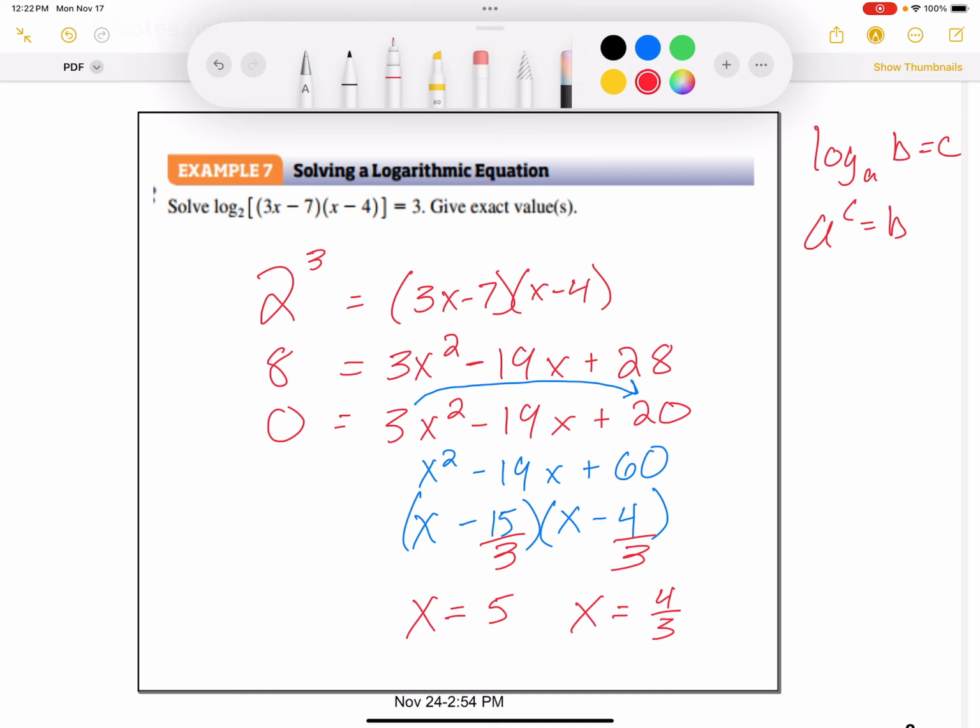So you want to plug them in to make sure neither one is giving you a negative number. You can kind of do that quickly. If it's 5, 3 times 5 minus 7 is still positive, and 5 minus 4 is still positive. All right, so I know 5 works out. What about 4/3? That's like 1.333, right? So 3 times 1.33, that's just 4. That's negative. But 1.333 minus 4 is also negative, and a negative times a negative is a positive. So both of these are going to work out.